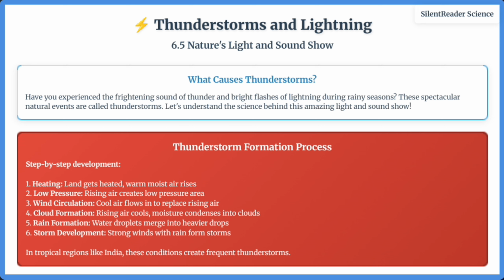Rising air cools, and moisture condenses to form clouds. Water droplets merge into heavier drops that fall as rain. But what causes lightning? Strong upward and downward winds rub water droplets and ice particles together, creating static electric charges, just like rubbing a balloon. Positive charges move up. Negative charges move down in clouds.